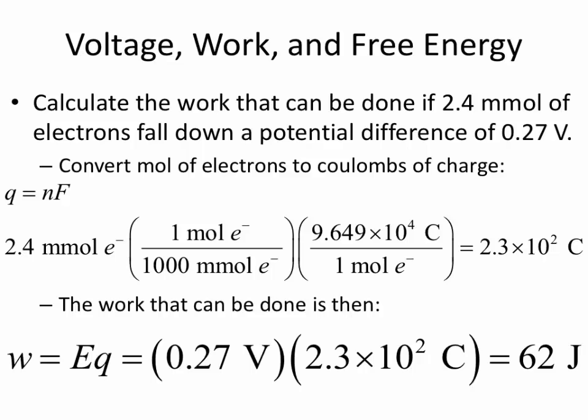And remember that we have Q equals NF. So first we're going to convert our millimoles of electrons into moles of electrons, and then we'll convert our moles of electrons into coulombs, and then we get 2.3 times 10 to the 2 coulombs, so 230 coulombs. And the work that can be done is then given by W equals EQ. Well, E is our potential difference, so that's this 0.27 volts. And Q is then our 2.3 times 10 to the 2 coulombs, and that gives us a value of 62 joules.